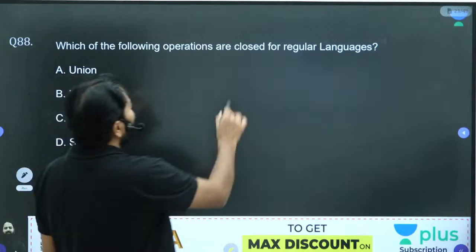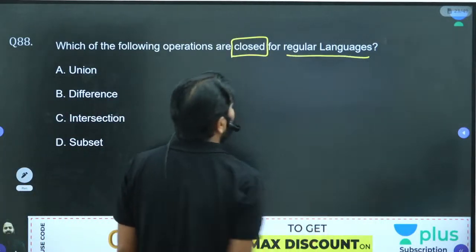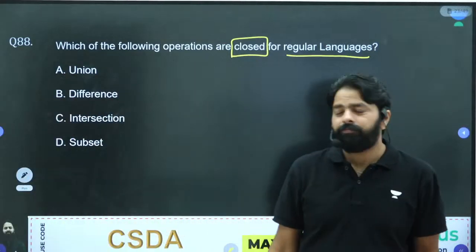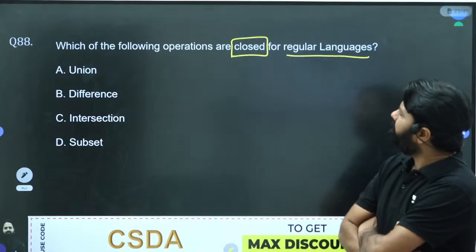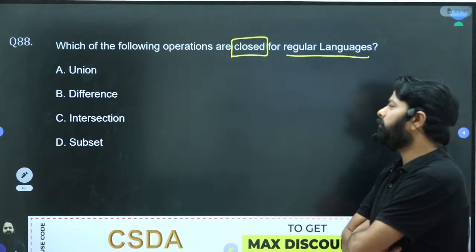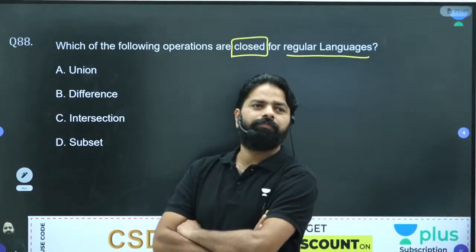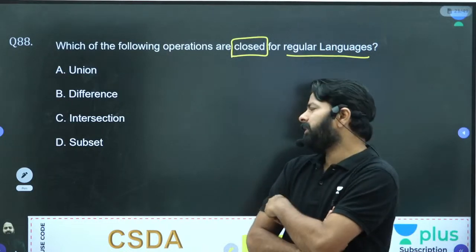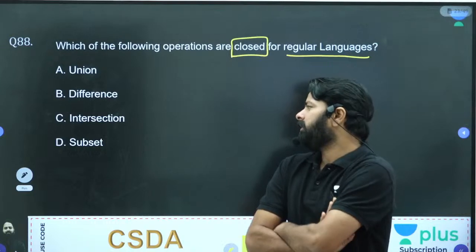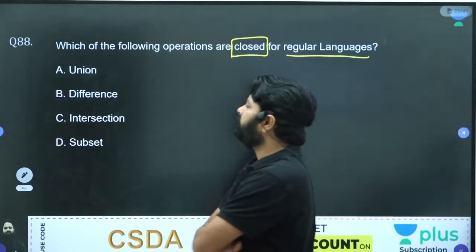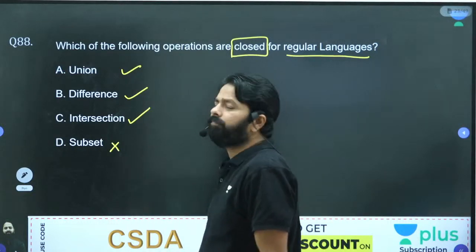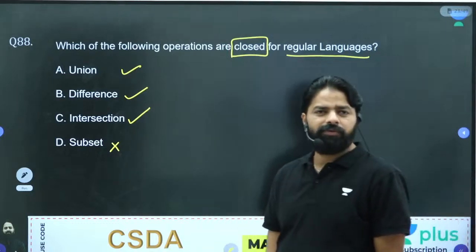Now you need to work on closed for which domain? Regular languages. Very easy, right? Which is closed? You have the proofs why they are closed also. Remember two names, S and I. S means subset, I means infinite operations. Except them all are closed now. Very easy. Union is closed, difference is closed, intersection is closed, and subset is not. You also have the proofs for them, very basic.